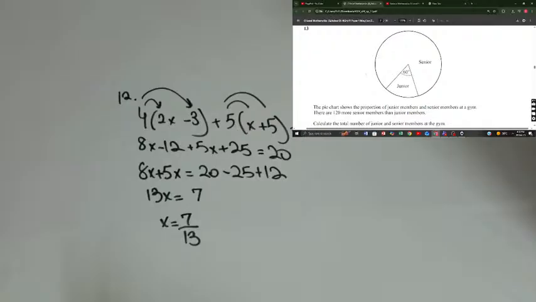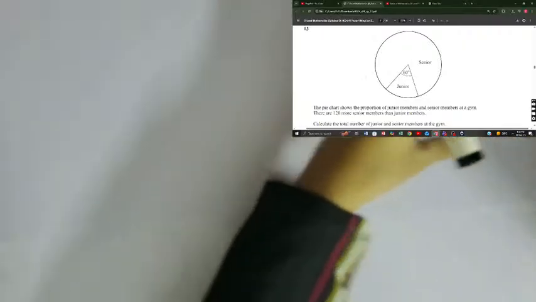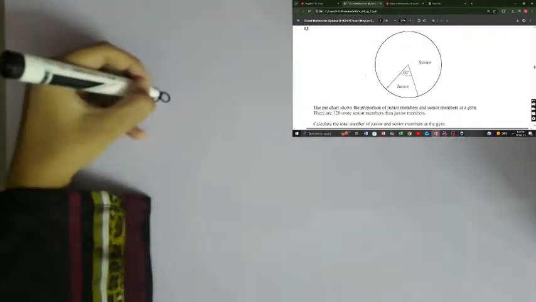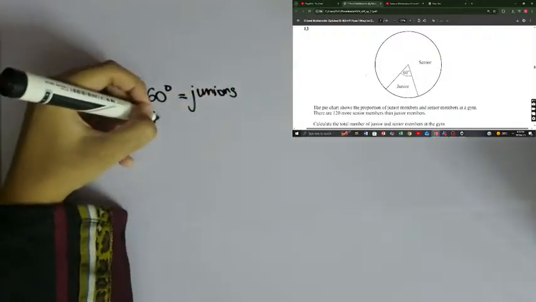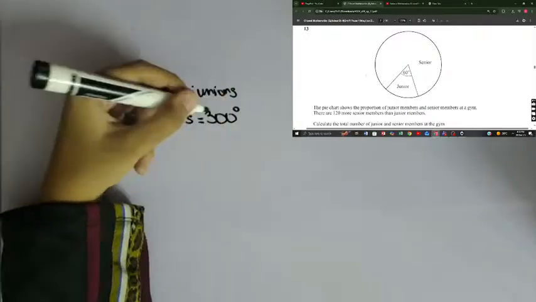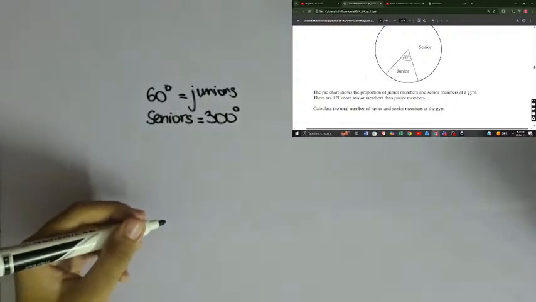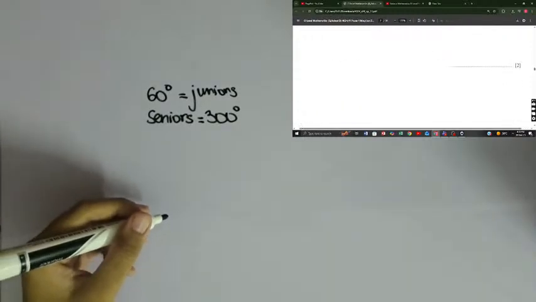The next thing we have is a sort of pie chart here. They've given that the angle for the pie chart for juniors is 60 degrees. That means that seniors will automatically be 300 degrees, subtracting it from 360. There are 120 more senior members than junior members. Calculate the total number of junior and senior members at the gym.